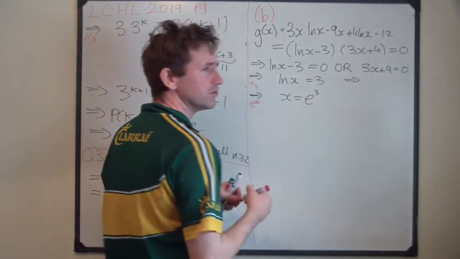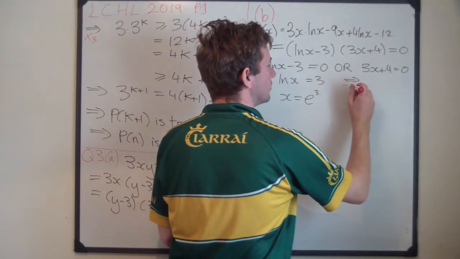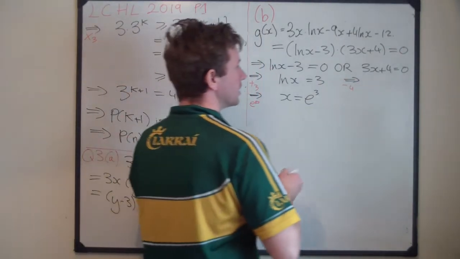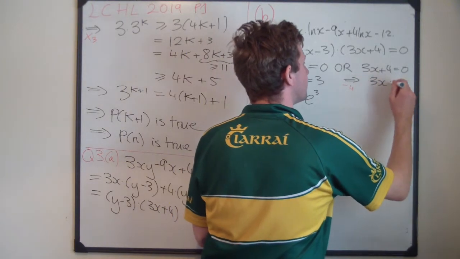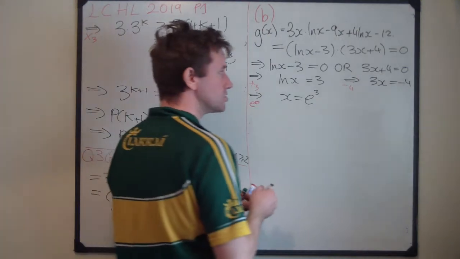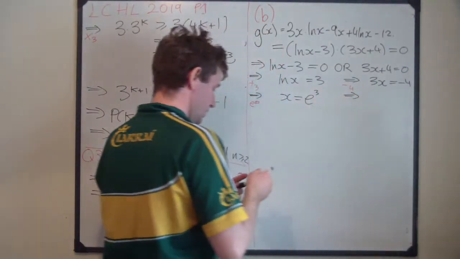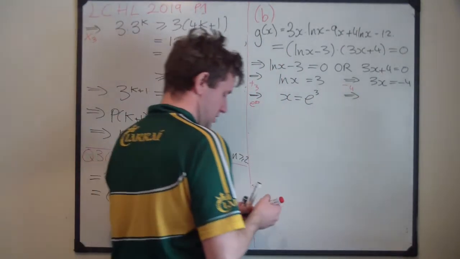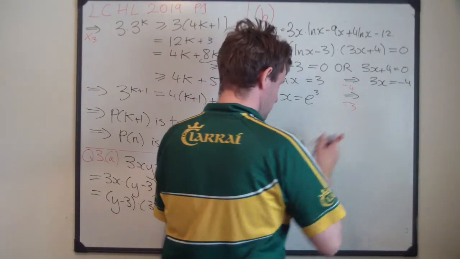I want to get rid of the plus 4. What's the inverse of adding 4? Taking away 4. And I get 3x equal to minus 4. And then the x is multiplied by 3. What is the inverse of multiplying by 3? Dividing by 3. So I'll divide both sides by 3.